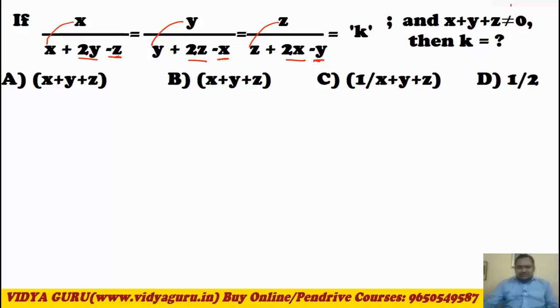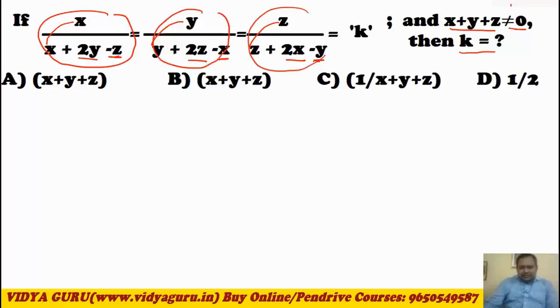So these three terms are equal to k. So there are four terms, all terms are equal to each other, and it is given that x plus y plus z is not equal to 0, and based on this we have to find the value of k. So k is equal to any of these terms. So all these terms are equal to k. We have to find k. That means basically we have to find the value of any single term.